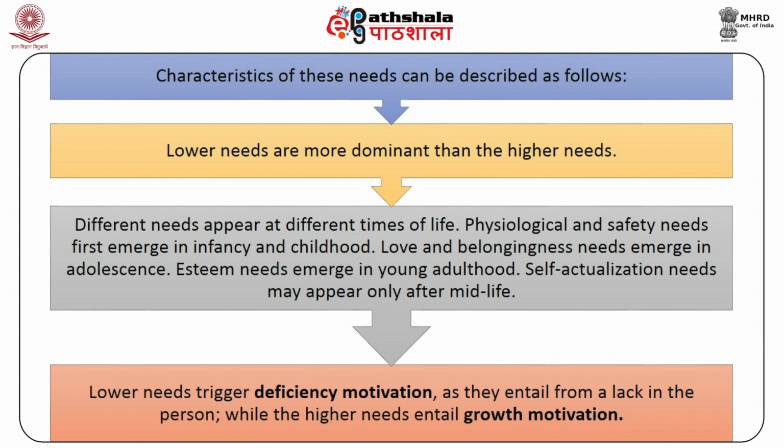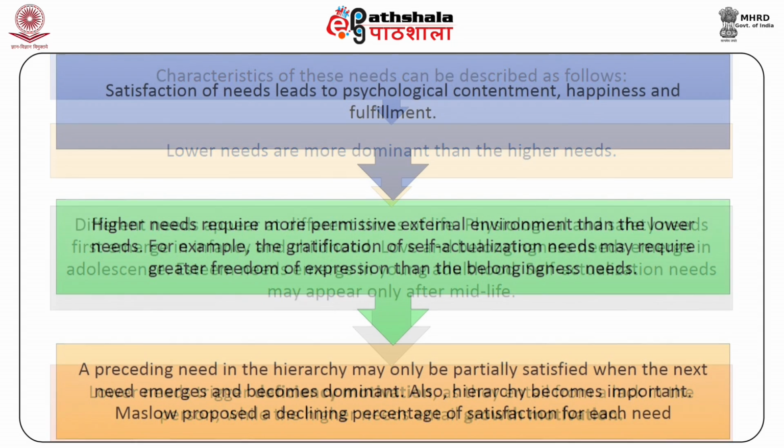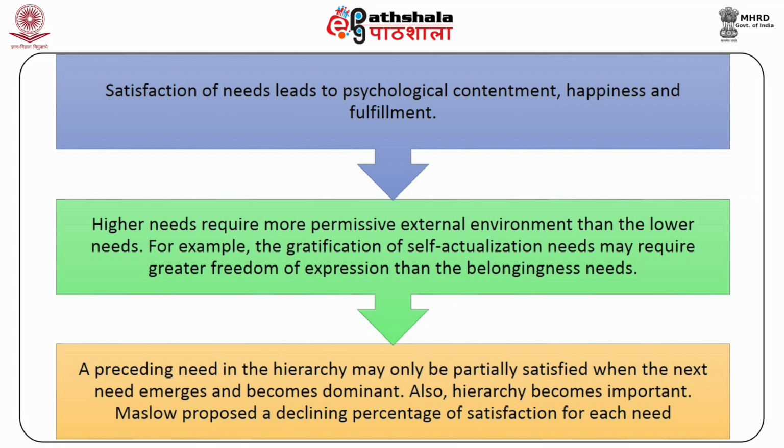Lower needs are more dominant than the higher needs. Different needs appear at different times of life. Physiological and safety needs first emerge in infancy and childhood. Love and belongingness needs emerge in adolescence. Esteem needs emerge in young adulthood, and self-actualization needs may appear only after midlife. Lower needs trigger deficiency motivation, as they entail from a lack in the person, while the higher needs entail growth motivation. Satisfaction of needs leads to psychological contentment, happiness, and fulfillment.